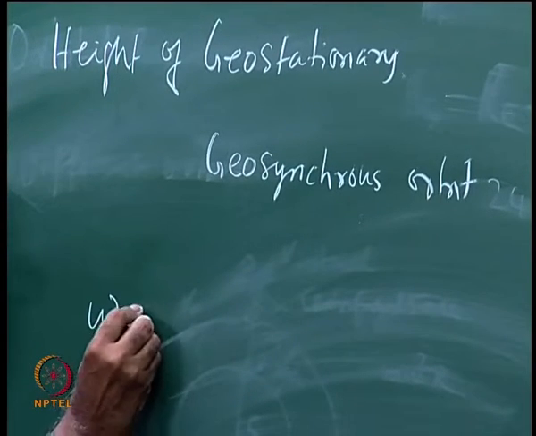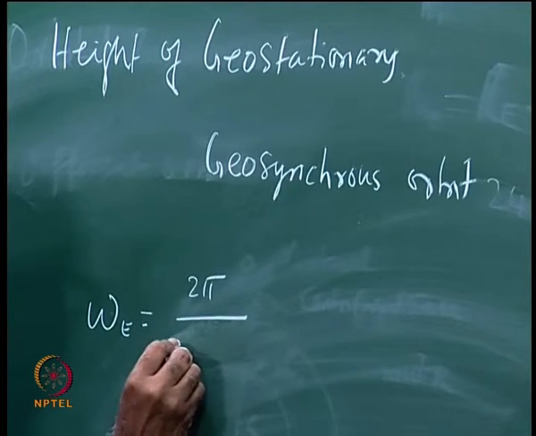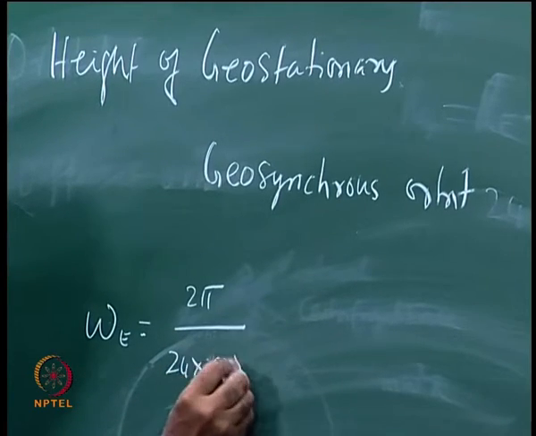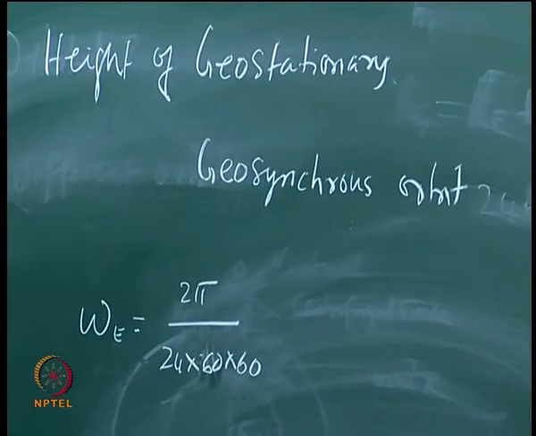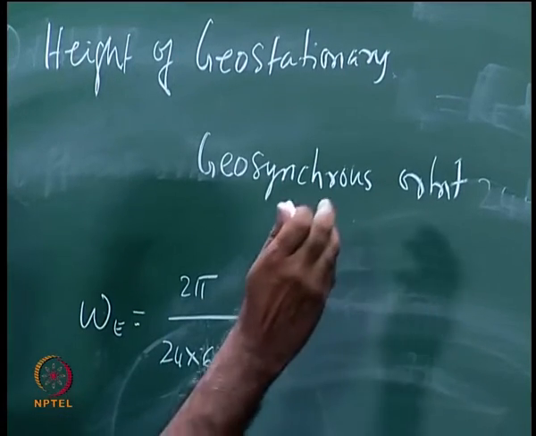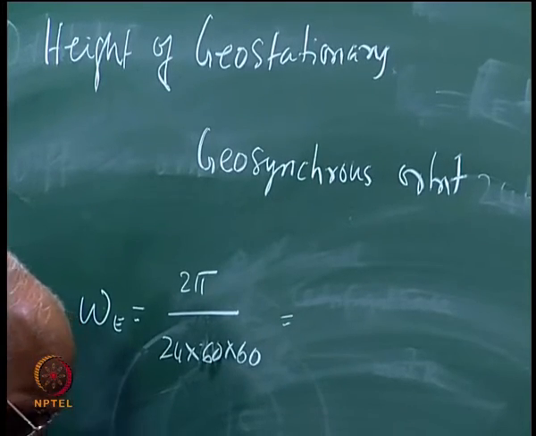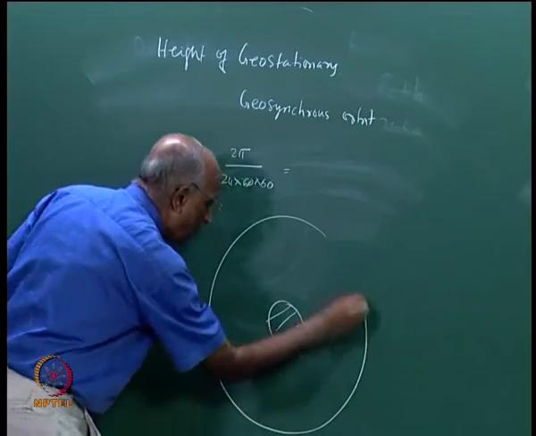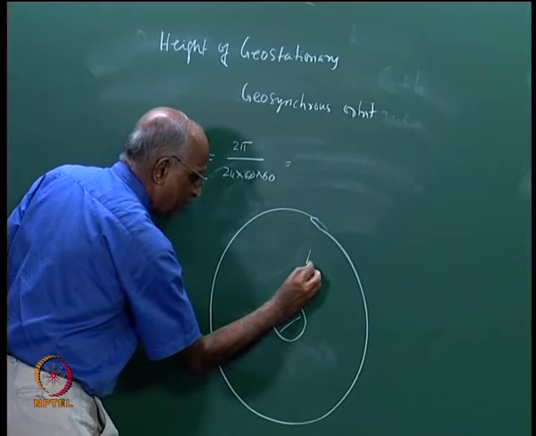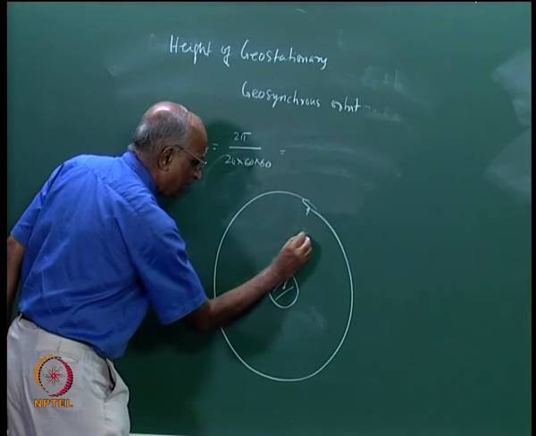Rotational period of the earth: it rotates through 360 degrees, that is 2 pi radians, in 24 hours, that is 24 into 60 into 60 seconds. That is the angular velocity. And what is the angular velocity at a height which will be rg? That means I am considering the earth over here, and the orbit going round over here, maybe on the equatorial plane as it were.